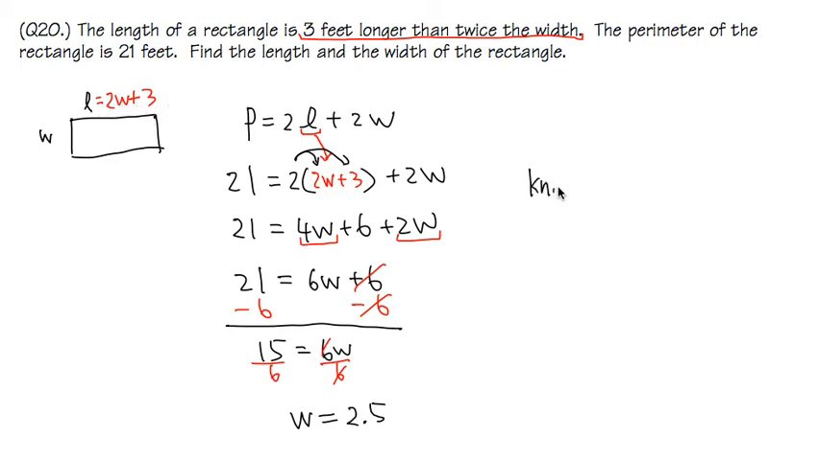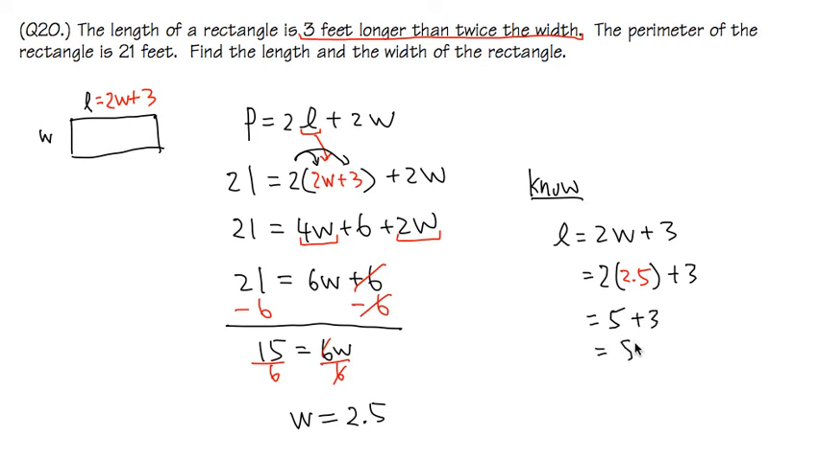So let me just write this down. Because we know length is 2W plus 3, and we also found W is equal to 2.5, this means I just need to do 2 times 2.5, put that in parentheses, and then plus 3. That will give us the length. 2 times 2.5 is 5, and 5 plus 3 is going to be 8.